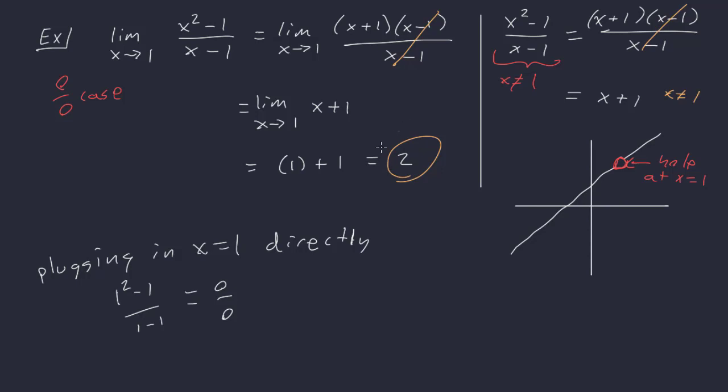Now notice how I've written this. People are very particular about this. We are saying that the limit as x goes to 1 of this thing is equal to the limit of this thing, which is equal to the limit of this thing, which is equal to some number.